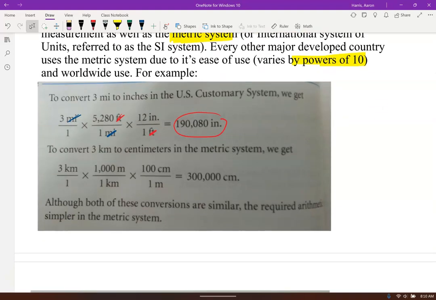Whereas if you're just going from kilometers to centimeters, as long as you know there are 1,000 meters for every kilometer, and then there's 100 centimeters per meter. Now you're just multiplying 3 times 1,000 times 100, so you're going to have 5 zeros after the 3, which is really nice mathematically, right? So we have 3,000 centimeters.